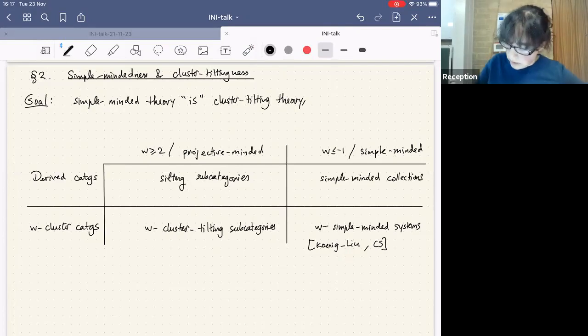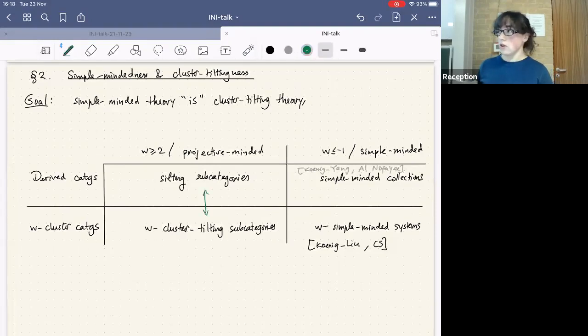Okay, studied by, well, several people, but Yang, for example, and how. Okay, right. So there is a relationship between this silting in the derived category and cluster tilting in the doubly clustered categories.